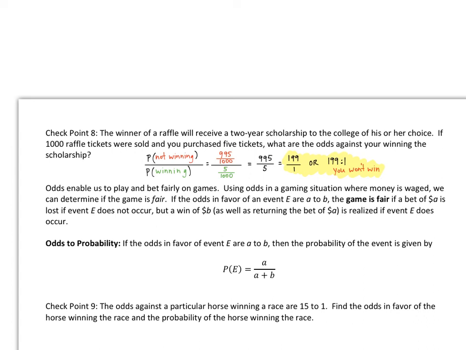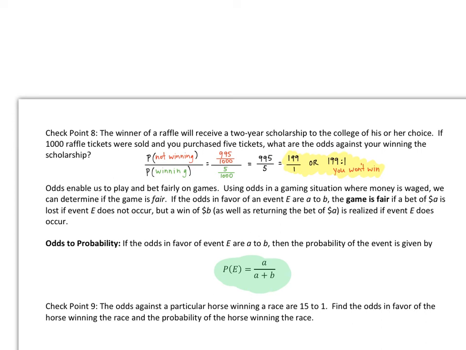So this is going to lead us into odds to probability. If the odds in favor of event E are A to B, then the probability of the event is given by this formula, A over A plus B. So if the odds in favor of the event are A to B, then we can use this to find the probability that the event will occur. We can take those odds and replace them with a probability formula.